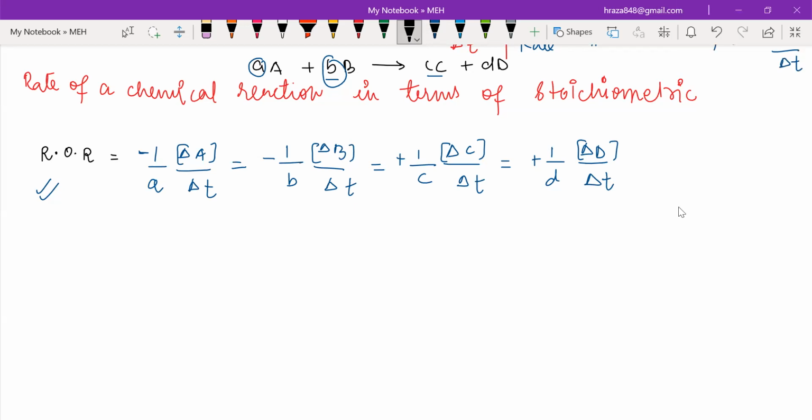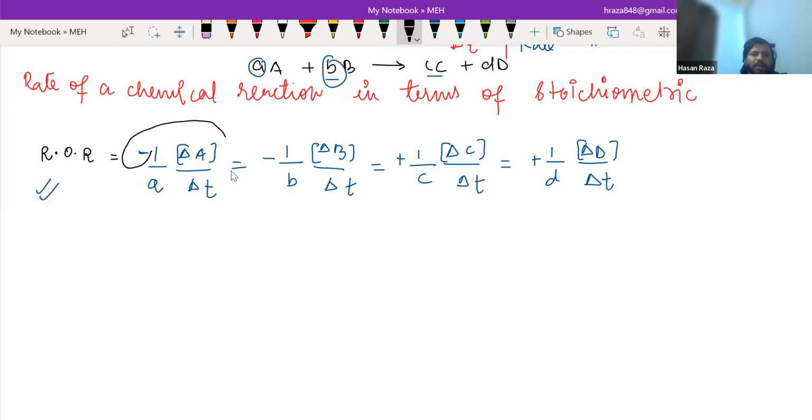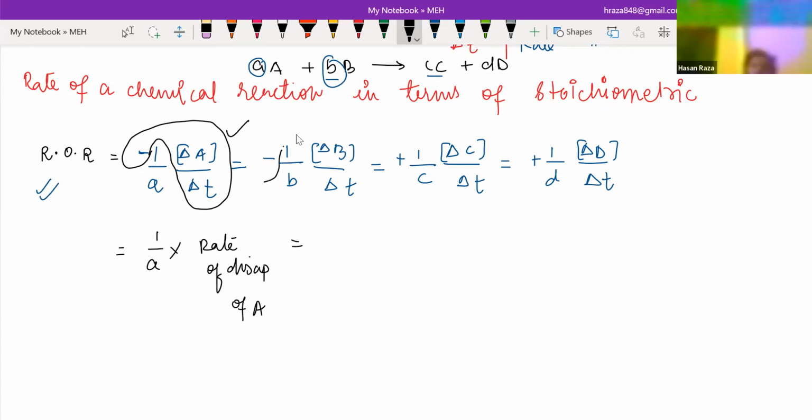Now, have you seen this part that I'm going to talk about? 1 by A into this part is the rate of disappearance of A. That will be equal to this part. You can see, this part is basically 1 by B, rate of disappearance of B. Yes or no? Yes, sir.